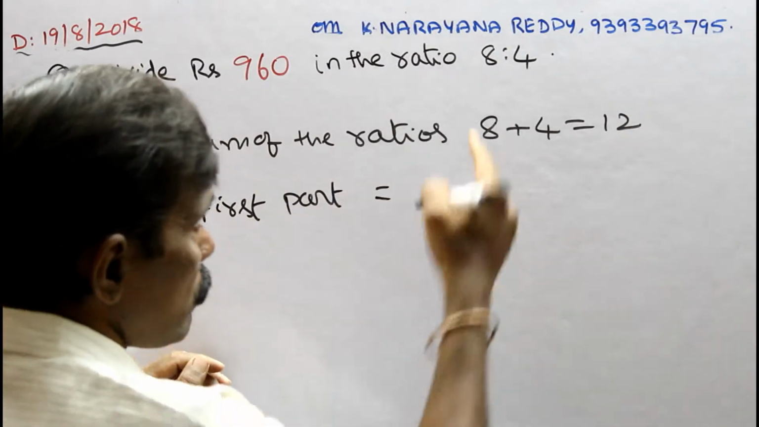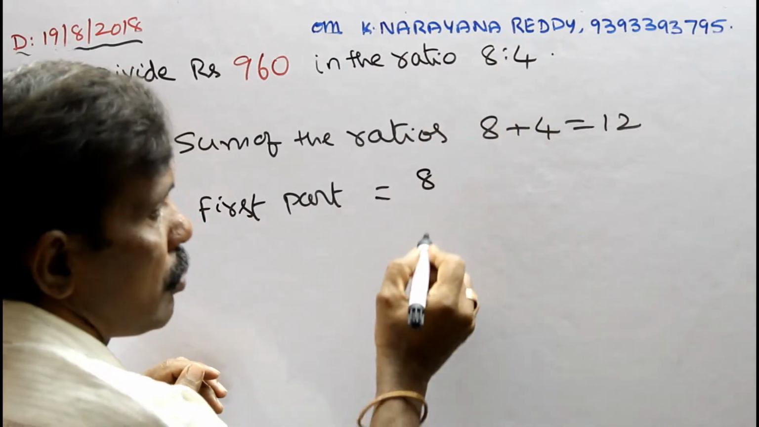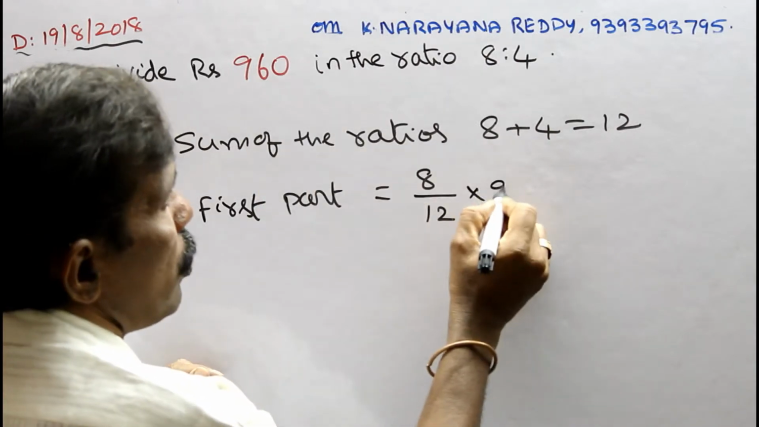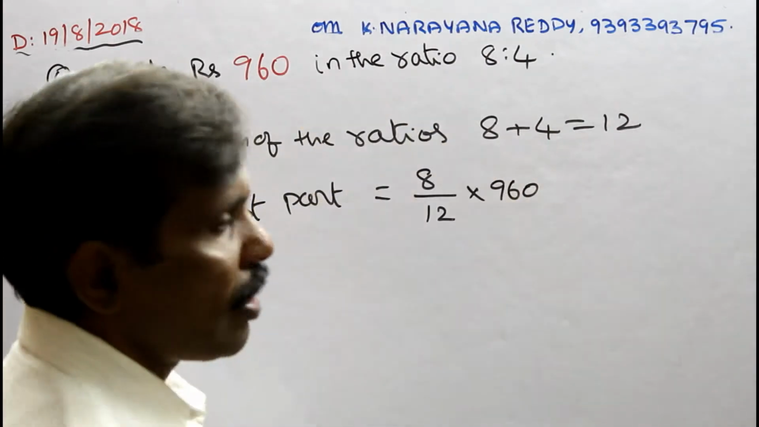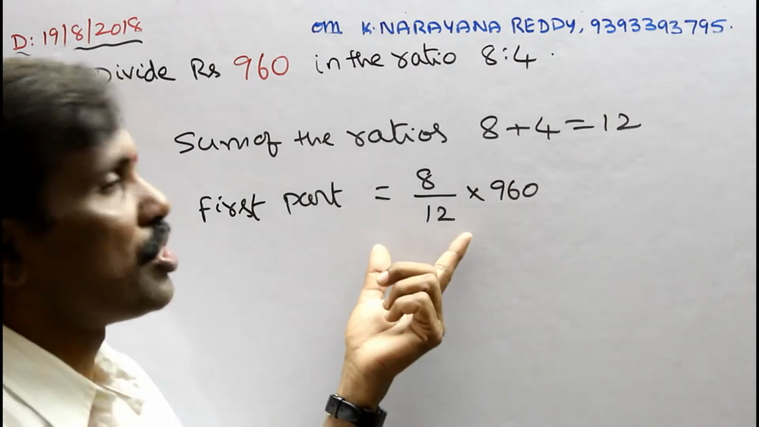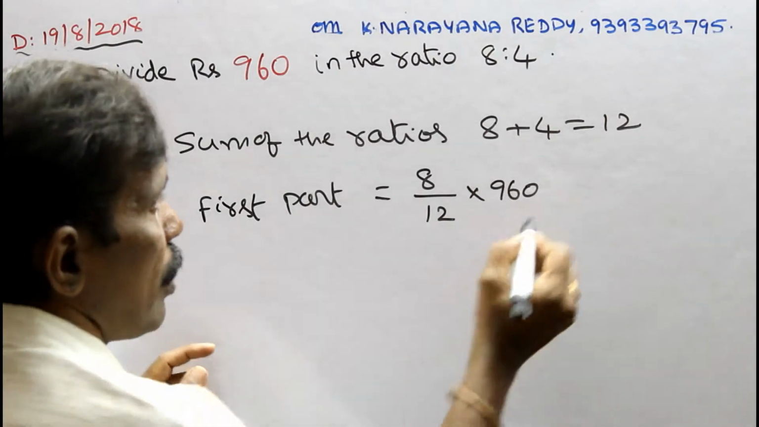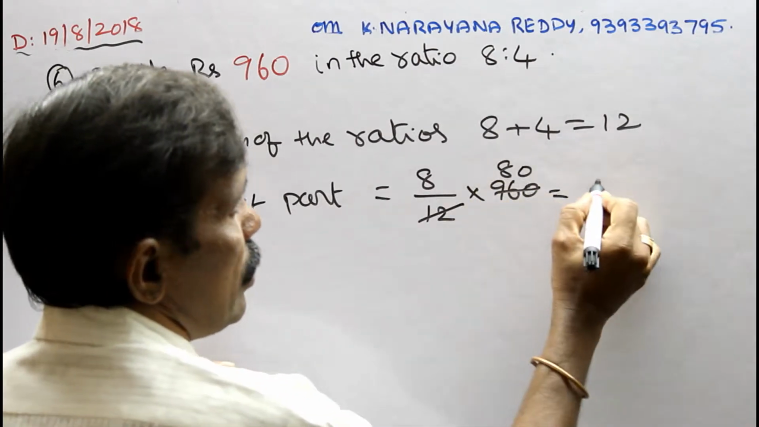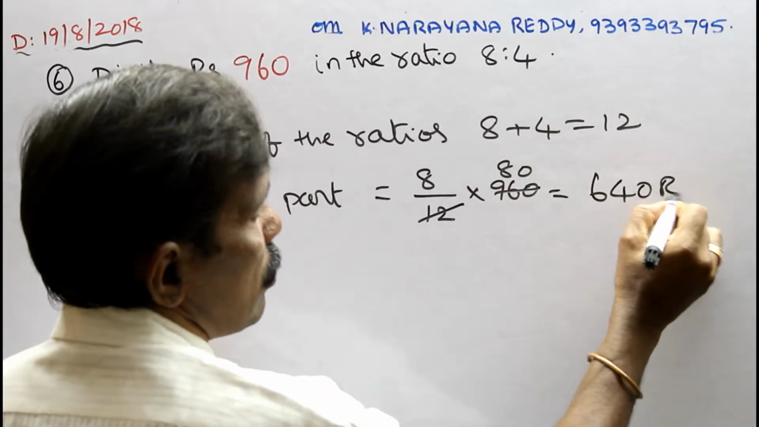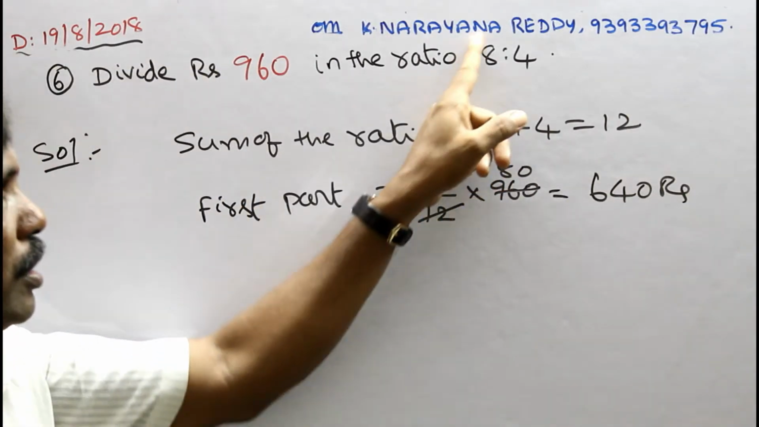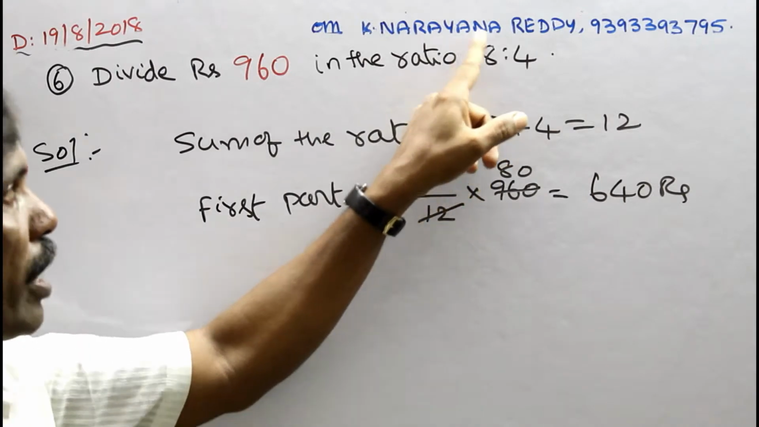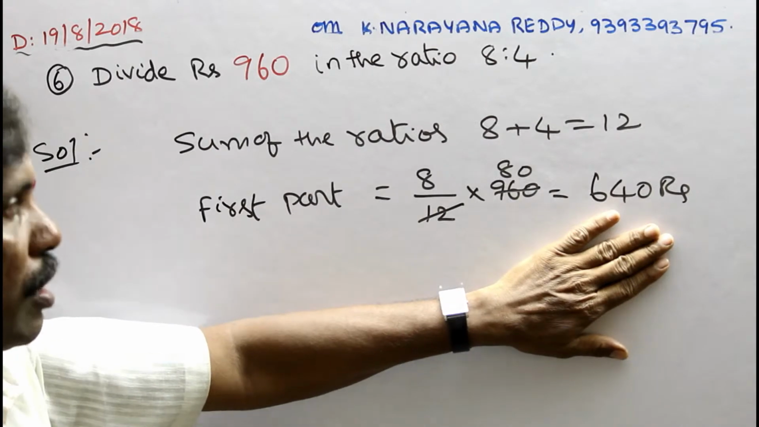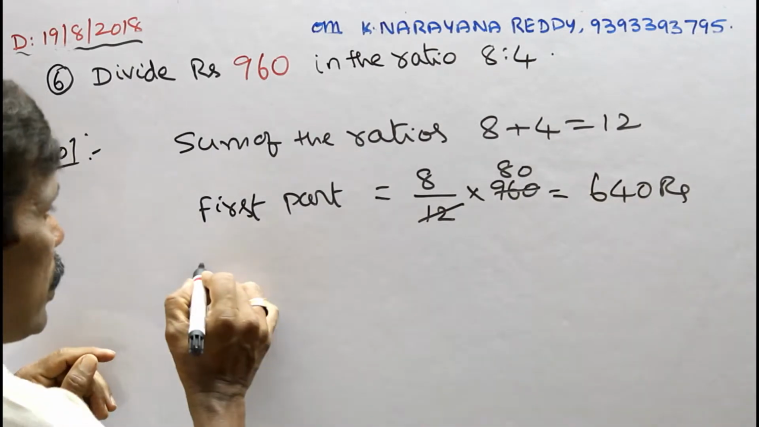First part equals 8 divided by total ratio 12 into total amount 960. In this way you can find the share of each one. Okay. Now 12 1s are 12, 12 8s are 96, 0, 8 8s are 64. This is the first part. So the one with ratio 8 gets 640 rupees.